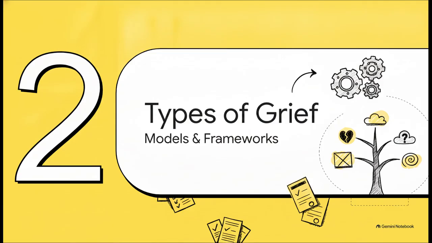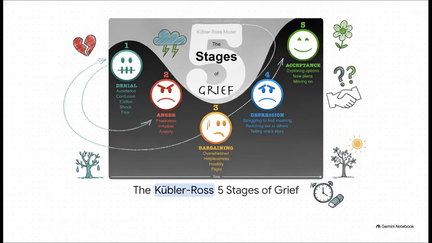Moving right along to Module 2, Frameworks and Types of Grief. Okay, you've probably heard of this one. It's the Kubler-Ross 5 stages of grief: denial, anger, bargaining, depression, and acceptance. Now, the absolutely crucial thing to remember for your exam here is that patients do not process these in a neat, linear order. They don't just check them off a list.